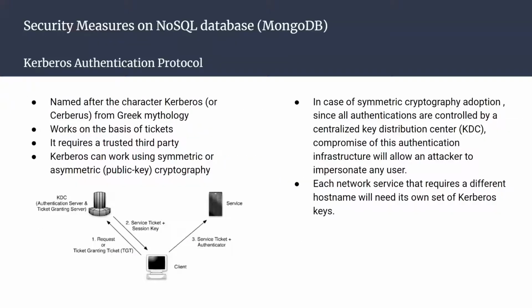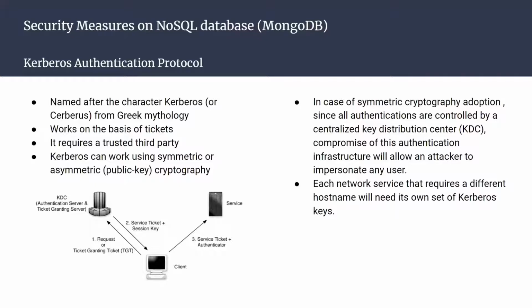NoSQL databases are available as open source databases to handle many kinds of unstructured data. In this presentation, we only focus on MongoDB and discuss its related security measures. Firstly, we're going to talk about the Kerberos authentication protocol. The protocol was named after the character Kerberos or Cerberus from Greek mythology, the ferocious three-headed guard dog of Hades. Kerberos is a computer network authentication protocol that works on the basis of tickets to secure the network, which provides authentication service and mutual authentication between user and server.